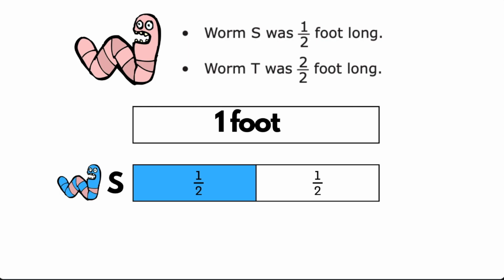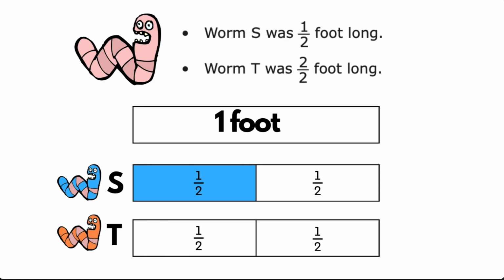So let's go ahead and compare it to the second worm, which would be worm T, in the same graph, so we can keep them in the same terms so we can really compare them well. So worm T was 2 halves. If worm S was 1/2, worm T would be 2 halves. Now we have our diagrams. We have a really good visual as to how long both these worms are.